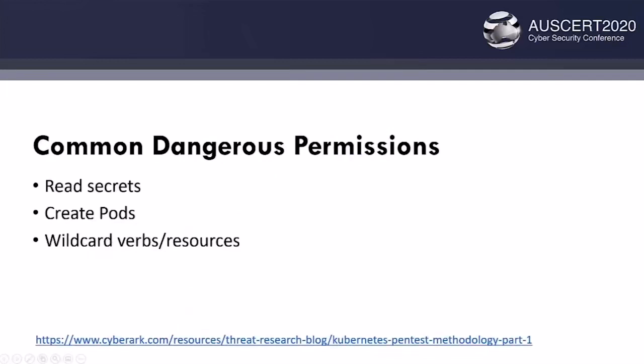Other permissions to watch for could be the ability to create pods. If the attacker can create pods in your cluster, they may provision crypto mining pods and waste your resources. Wildcard can give permissions to all verbs and resources. So for example, you can create a role that has the ability to list everything. The verbs can be things like get or create or delete, and resources can be pods, deployments, secrets.